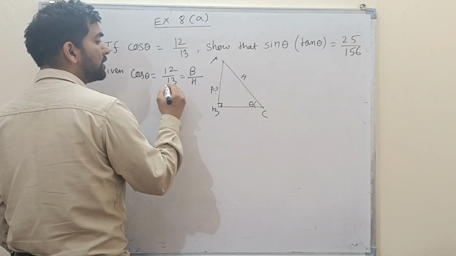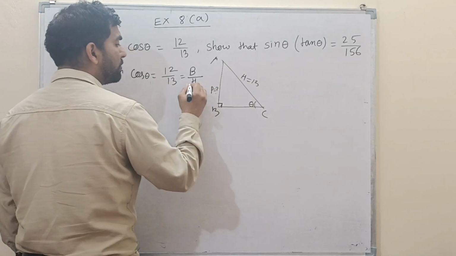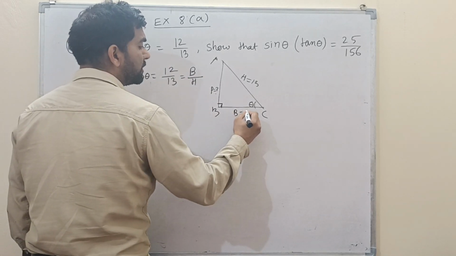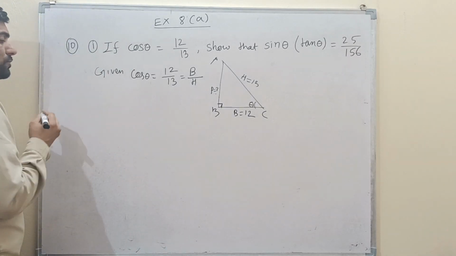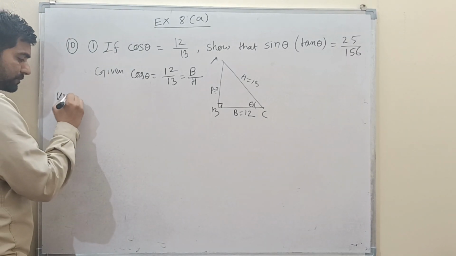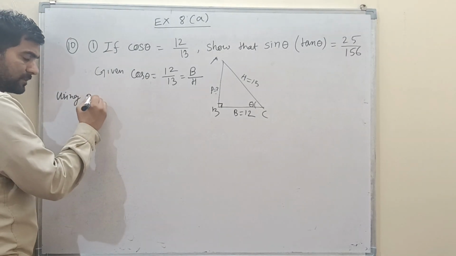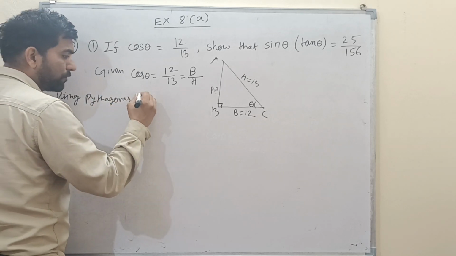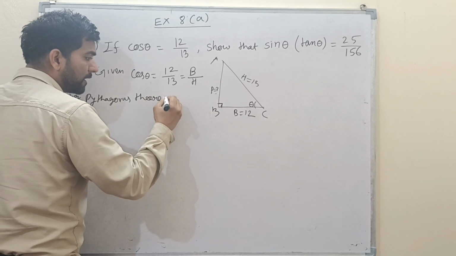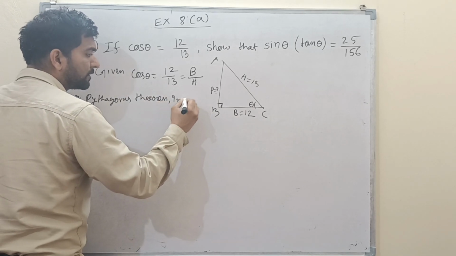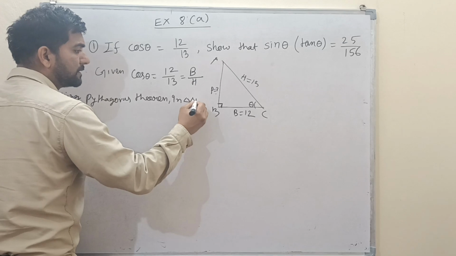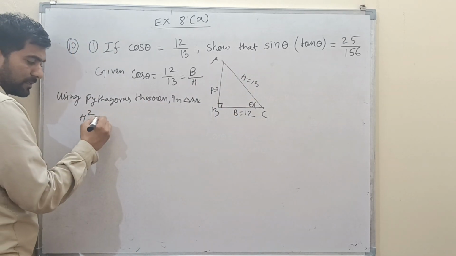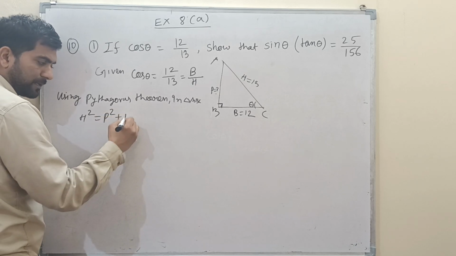Hypotenuse we know already, 13. And base is 12. So we will do the same thing like the previous question. Using Pythagoras theorem in triangle ABC. Which one is the hypotenuse? This one. So I will write hypotenuse square is equal to perpendicular square plus base square.